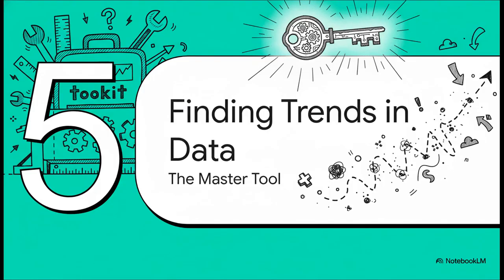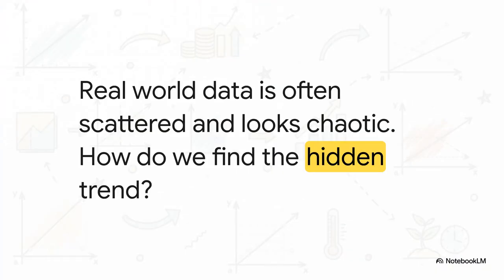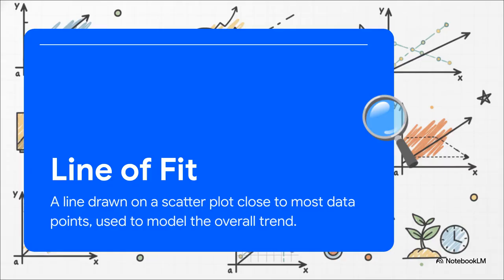Okay, we have built a really solid toolkit so far, but now we have to face our final challenge. The real world is messy, so we need one more master tool to help us find patterns even in imperfect data. Yeah, real-world data almost never falls on a perfect, clean line. It's usually scattered all over the place and can look a little chaotic. So how in the world do you find the hidden trend inside a cloud of points? We use something called a line of fit.